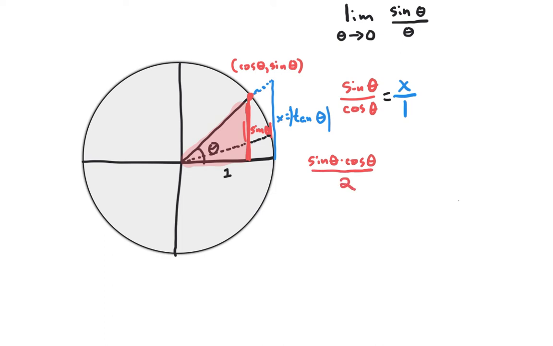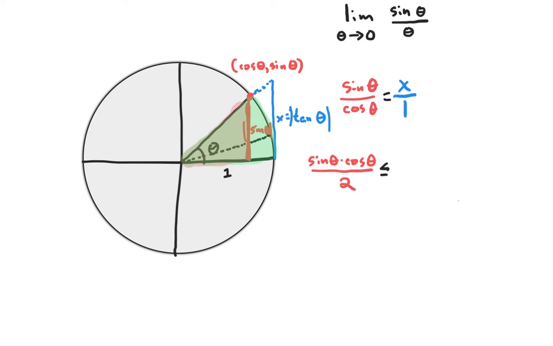Now, we know that that's included in this sector of the circle. So we know for sure that this is going to be less than or equal to the sector, which I'll color in green here. So here's our sector in green. It captures all of that red triangle.